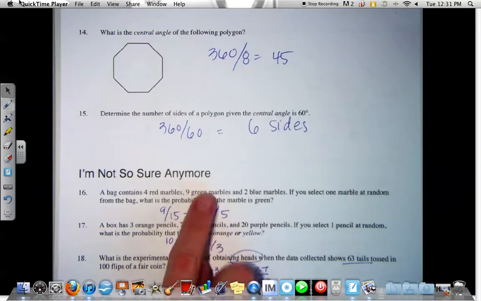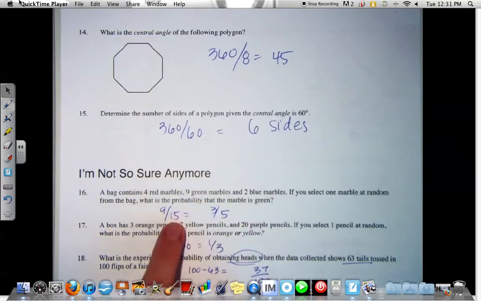16, you have 9 green marbles out of 15, so that gives you 3/5. Whatever fraction you come up with, you need to make sure that it's in simplest form, because that will be among your options on your multiple choice. It's always going to be in simplest form on the options.